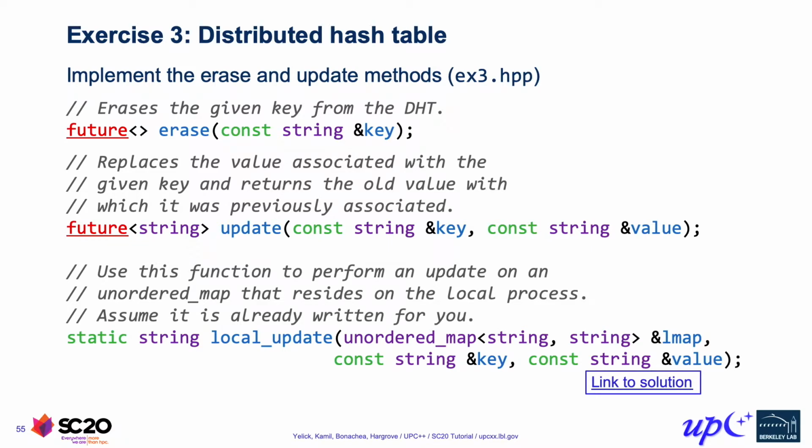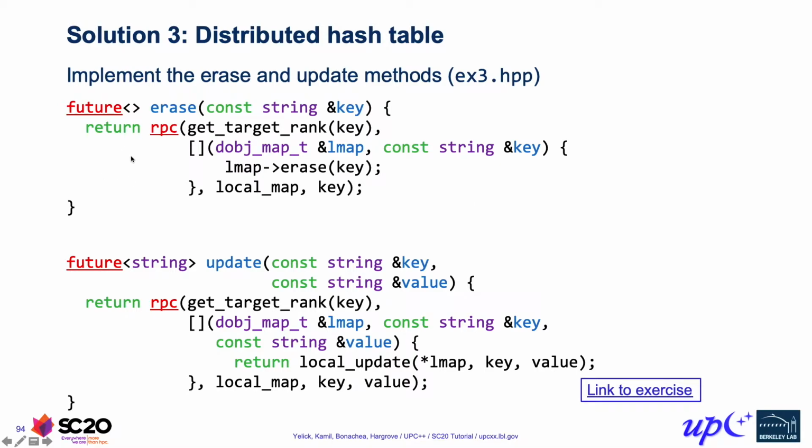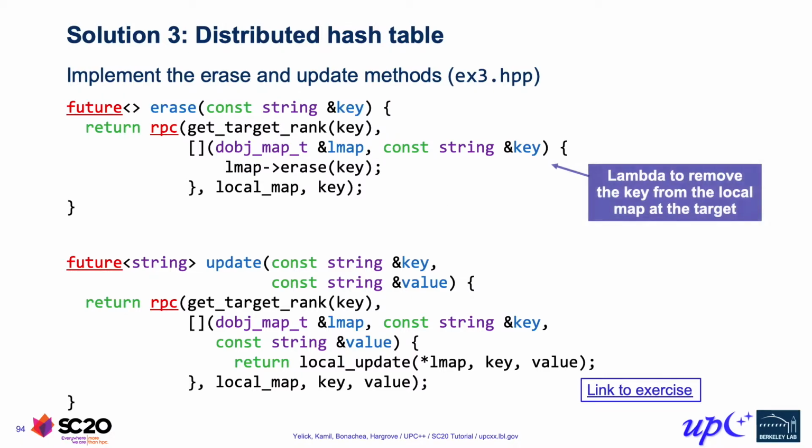Let's reconvene and take a look at the solution for exercise 3. So we'll start off by looking at erase. We're given a key, and what we want to do is remove the key value pair from the local map over at the owner of that key. So we do an RPC to the owner of the key using getTargetRank to compute what the owner is. Then our remote function that gets executed is this lambda over here.